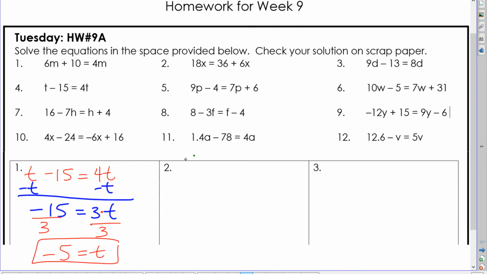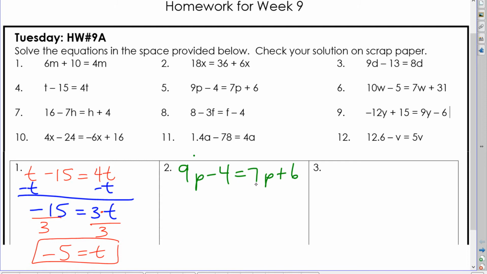Question number 5. 9p minus 4 equals 7p plus 6. Now for this question, you'll notice that the left side has 2 terms, and the right side has 2 terms. So there isn't a side that has more terms. So which one do you choose? The answer is any one that you want. You can do minus 9p on both sides. You can do plus 4 on both sides. You could do minus 7p on both sides. You could do minus 6 on both sides. The choice is yours. I usually recommend that you start with a variable term so that you can find out if it's going to disappear on you or not.